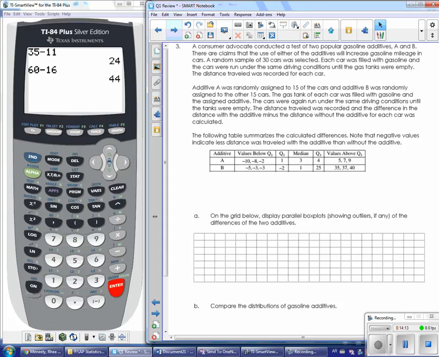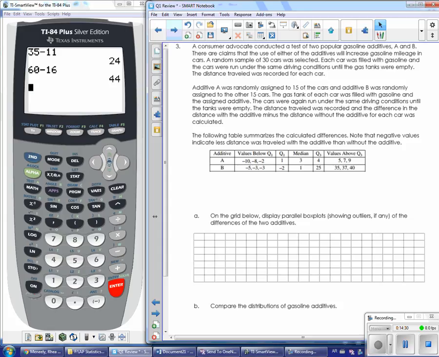So this was an experiment. We've controlled all other factors. We're dealing with the same vehicles before and after the additive was placed in the tank, and they were all driven under the same driving conditions. And we're looking at the difference in mileage before and after the additive.